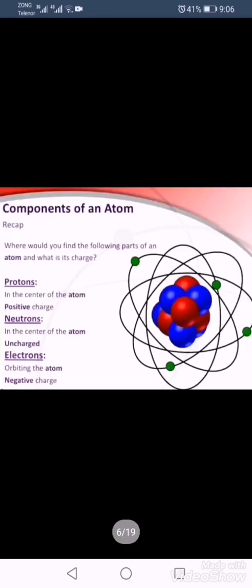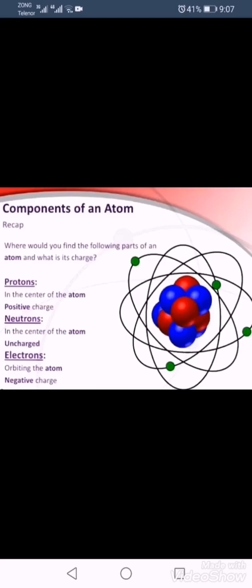Okay, the electron. Proton is in the center of an atom, with positive charge. Proton is a positively charged particle. Neutrons have no charge. Proton and neutron are present in the center of an atom, in the nucleus. So proton carries positive charge, neutron carries no charge. It is neutral. And what is an electron?